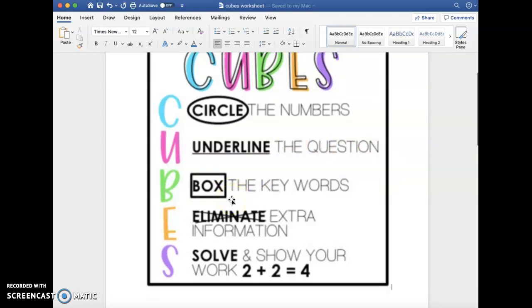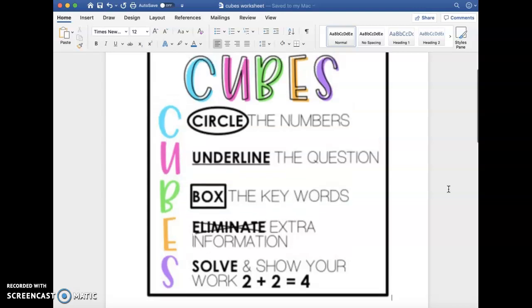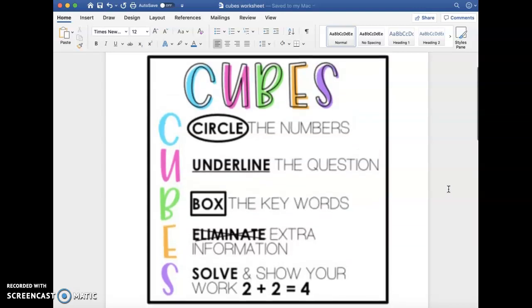B is for box the key words. So whenever you see anything that will help you because it is key information in a word problem, you box it. The E stands for eliminating extra information. So a lot of times when you're looking at word problems, there's going to be extra information added in that you don't necessarily need to know. That information you just want to cross out. You don't want to get confused. You don't want to even look at it anymore. You just want to cross it out and focus on the stuff that's actually important.